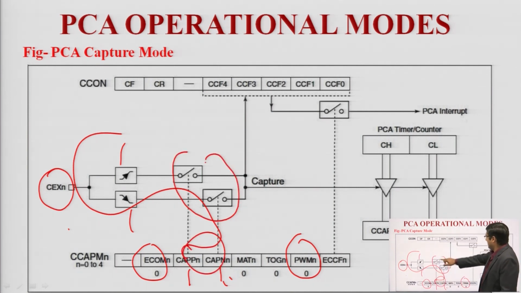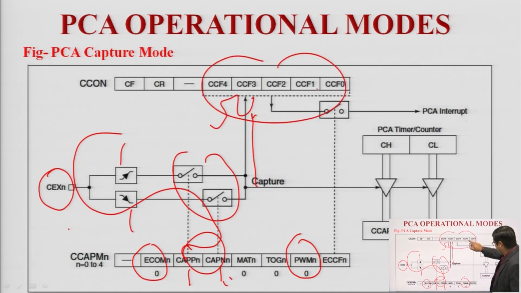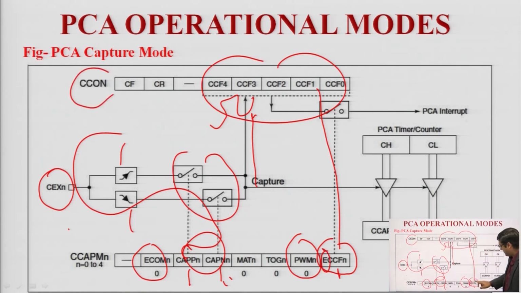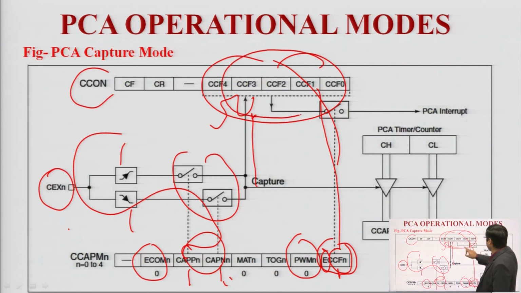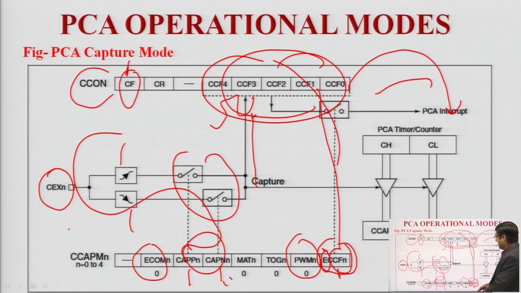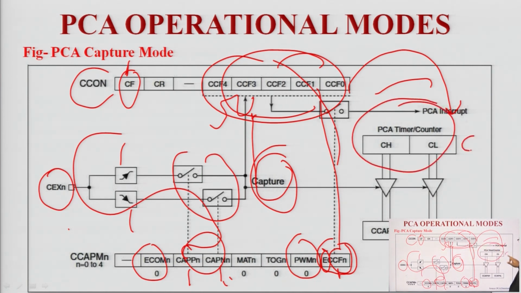When this is enabled, it enables the CCF pin in the CCON register. This will generate the PCA interrupt when this is 1, or when an overflow occurs. Since we are working in capture mode, we are capturing the value when there is a match between the PCA timer counter, that is CH and CL, and the output is generated in this way.